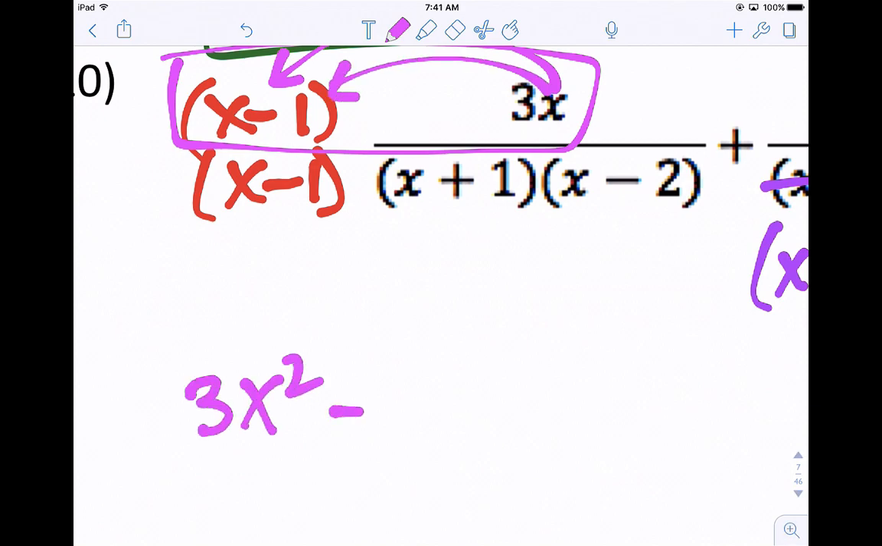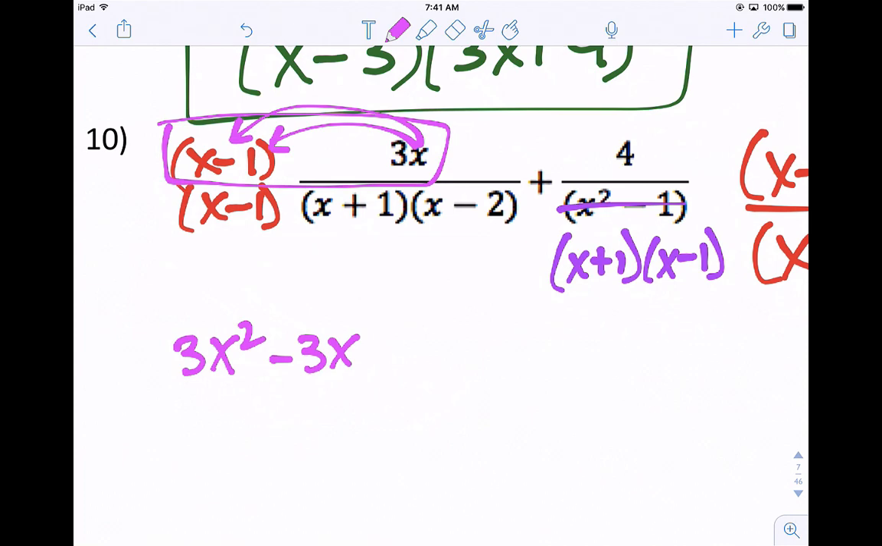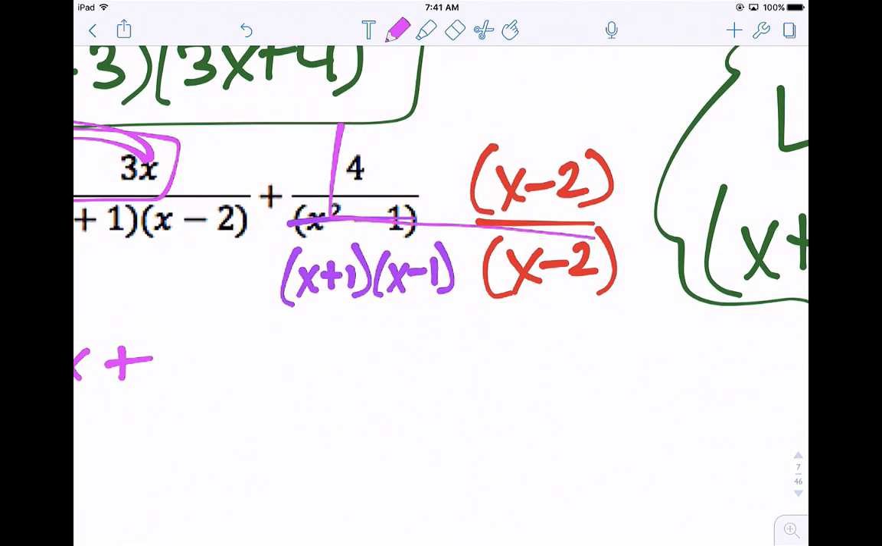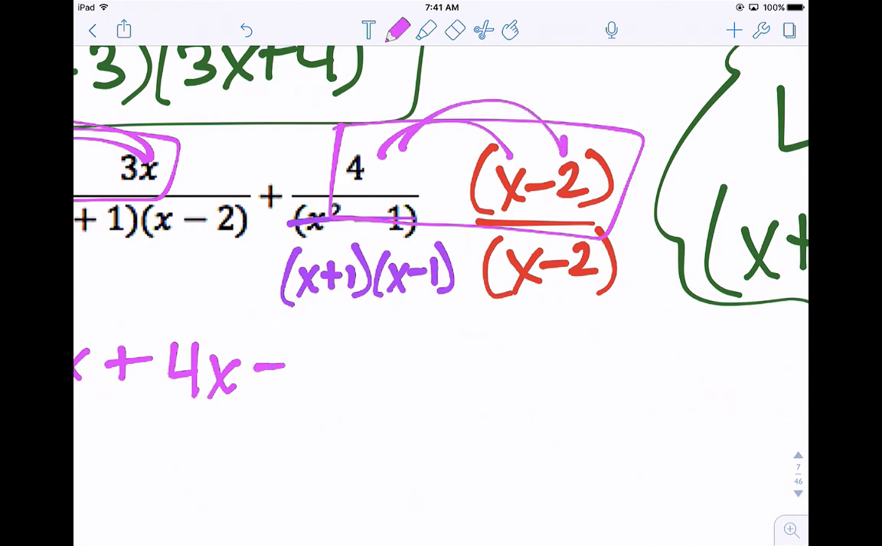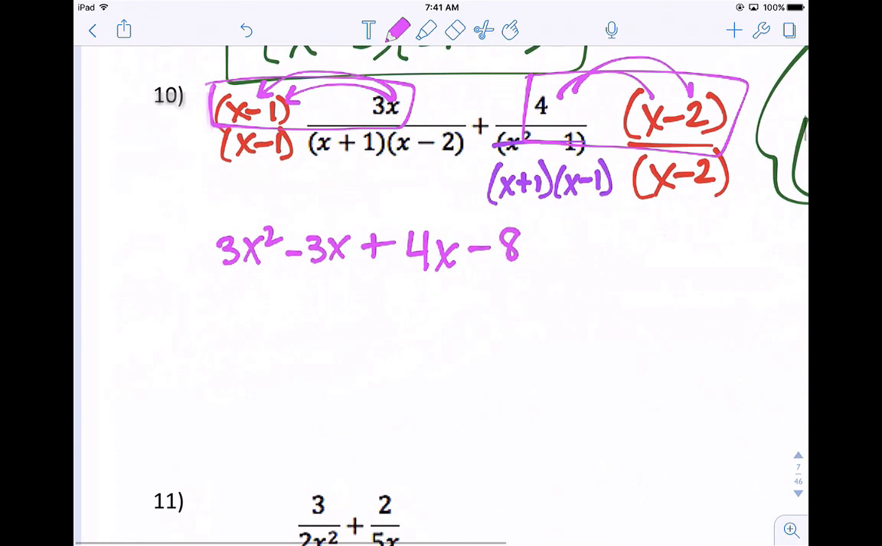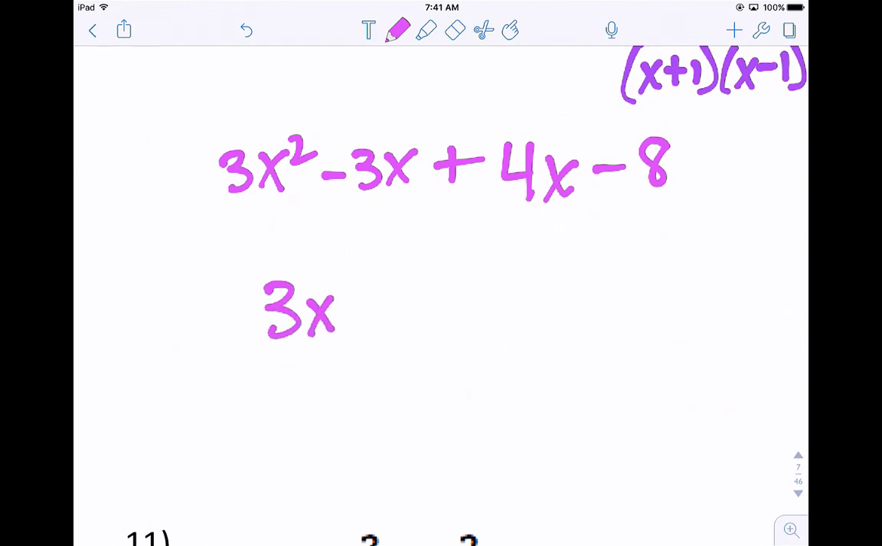3x times negative 1 is negative 3x. Then we have our plus, and now we're going to distribute the 4. 4 times x is 4x. 4 times negative 2 is negative 8. So there's the top. Now we're going to combine like terms and put it in standard form.